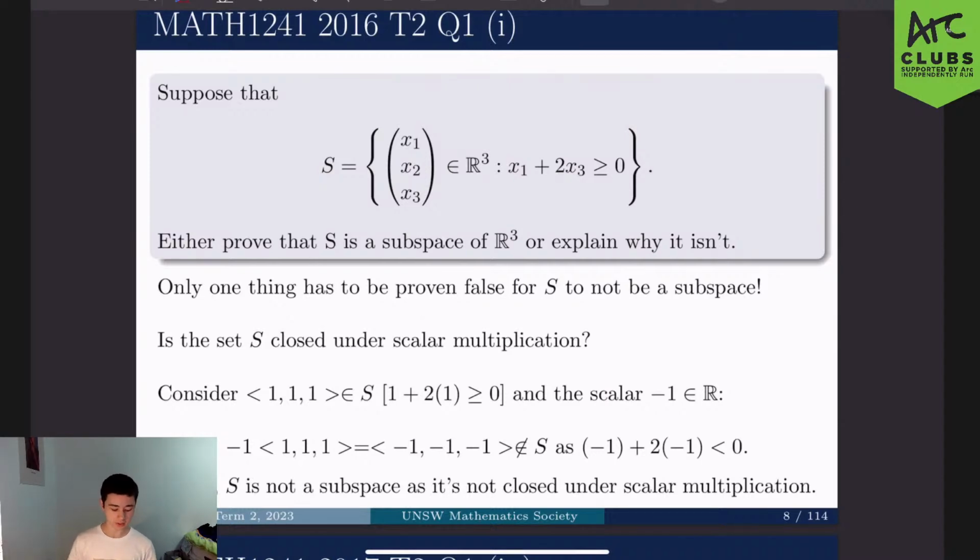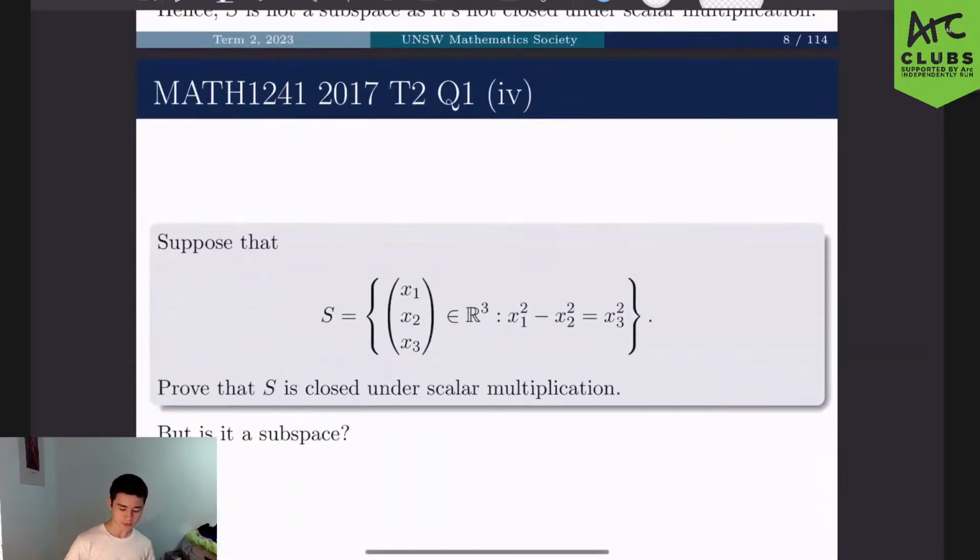We can see right here that for the scalar multiple -1, it does not work, because substituting -1, we get -1 plus 2 lots of -1, which is -3, which is in fact less than 0, rather than greater than or equal to. And that's the question done. We've proven that it is not a subspace, the reason being it is not closed under scalar multiplication. Okay, next question.